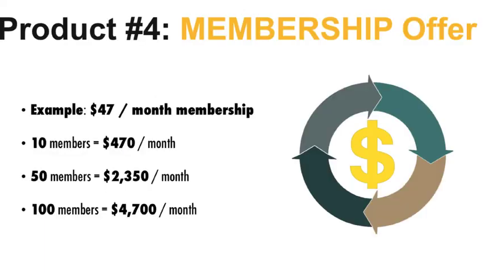So just as a quick example, if you were making $47 a month on a monthly membership product, at 10 members, you're making $470 a month. At 50 members, you're making $2,350 a month. And at 100 members, you're making $4,700 a month. So it's almost $5,000 a month in residual passive income that you're making.